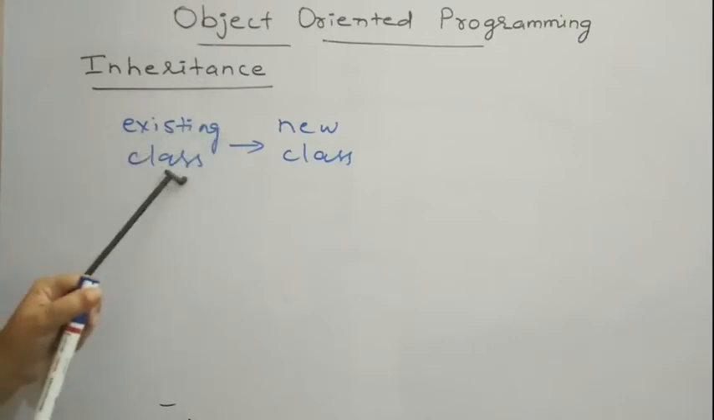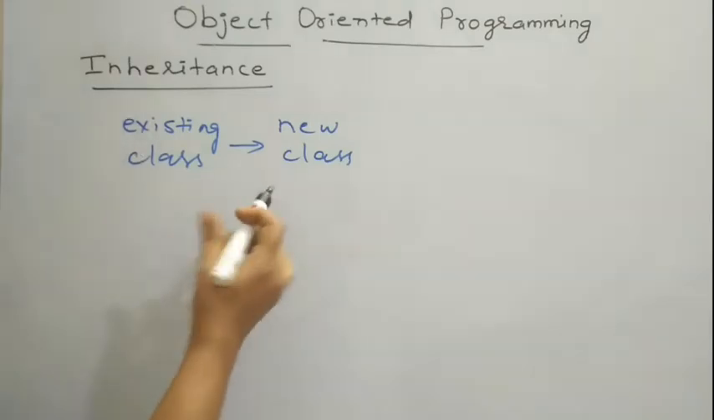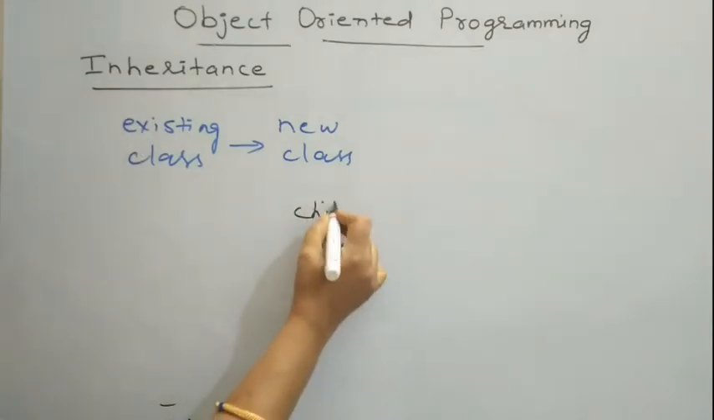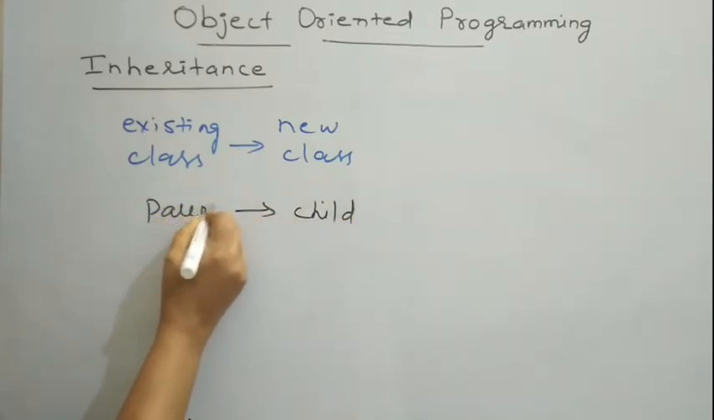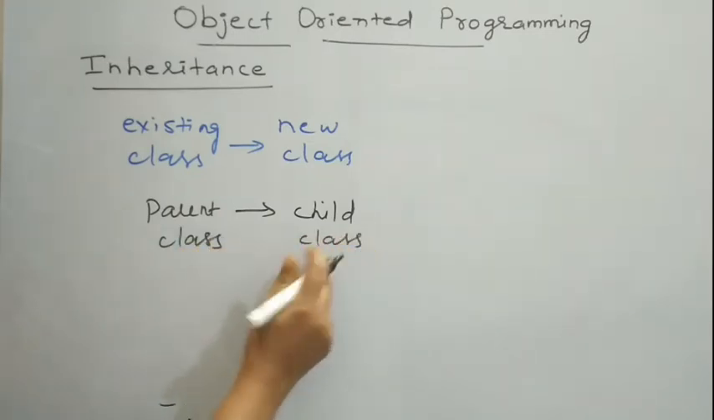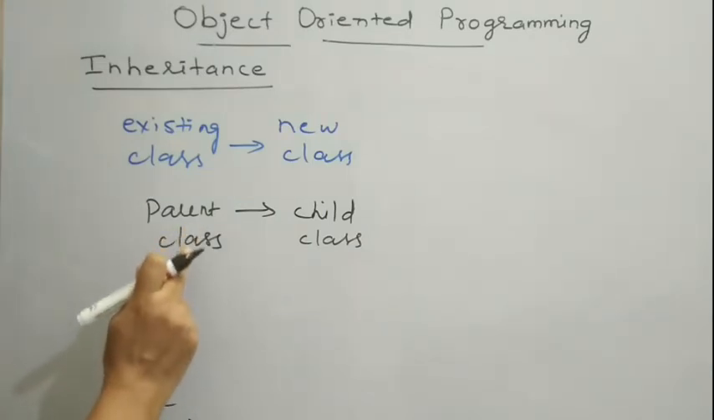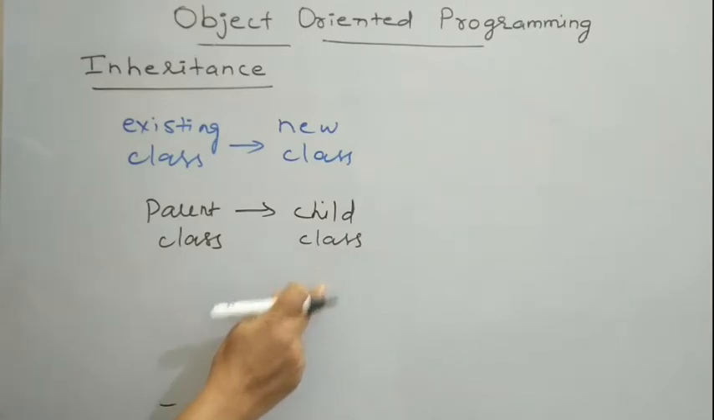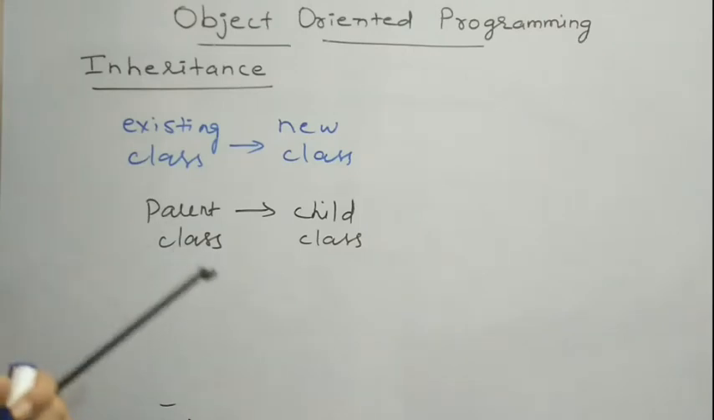From the existing class, if we are creating a new class, that new class is called the child class, and the existing class is called the parent class. The child class can access all the code defined inside the parent class. Data members and methods defined in the parent class can be accessed by the child class. Vice versa is not possible. The parent class cannot access the data members and methods defined inside the child class.